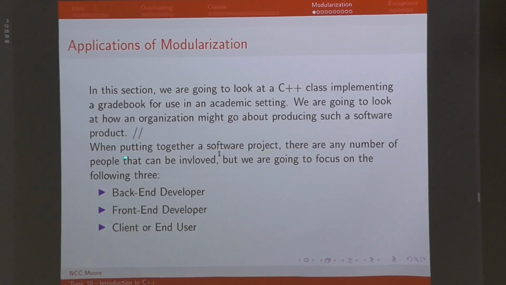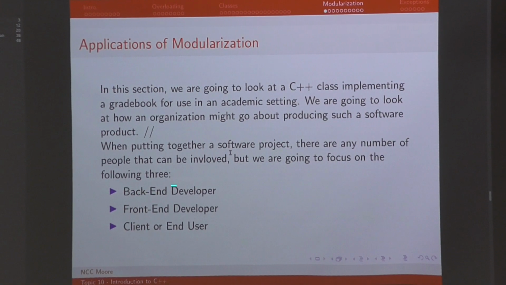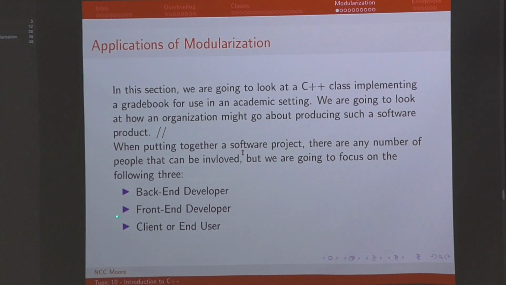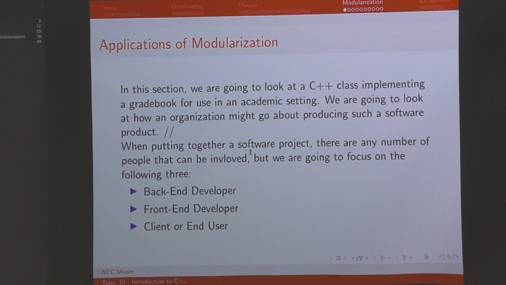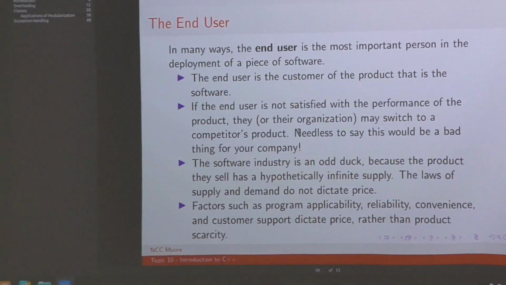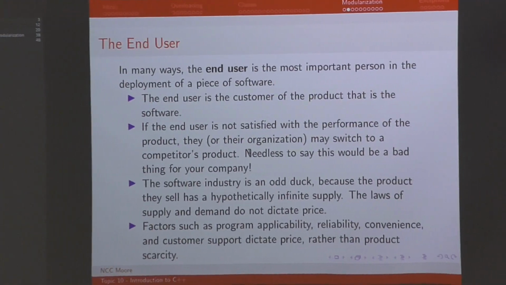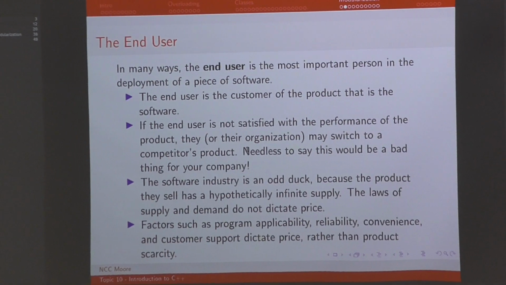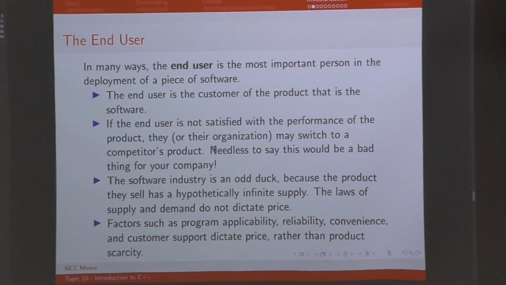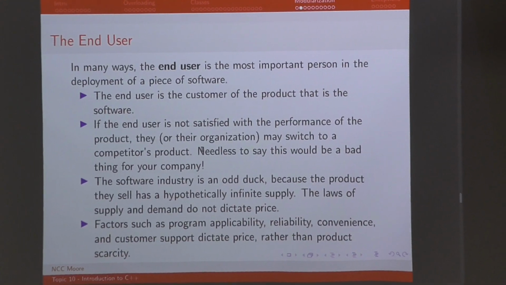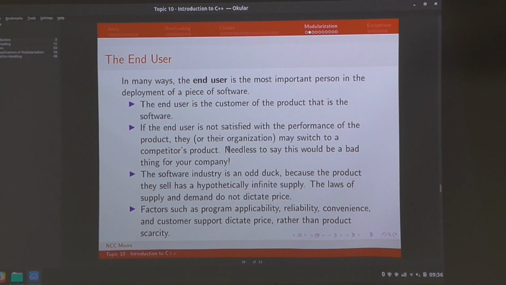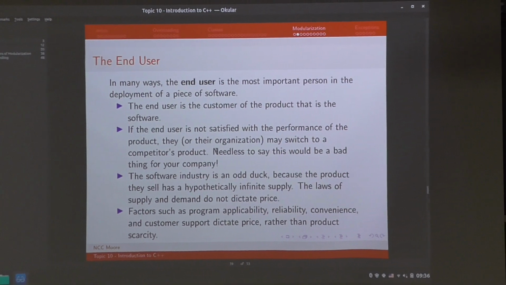When putting together a software project, there are many people that can be involved, but we are going to focus on the following three: the back-end developer, the front-end developer, and the client or end user. In many ways, the end user is the most important person in the deployment of a piece of software. The end user is the customer of the product that is the software. If the end user is not satisfied with the product, they may seek products by other vendors, which means that your company loses money. And it is your job to make your company money, not lose your company money as an employee.